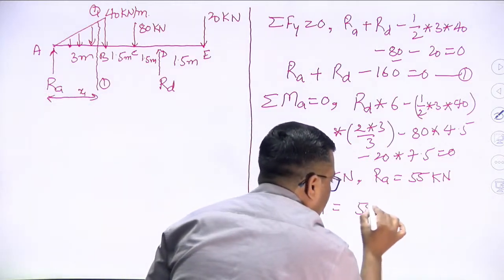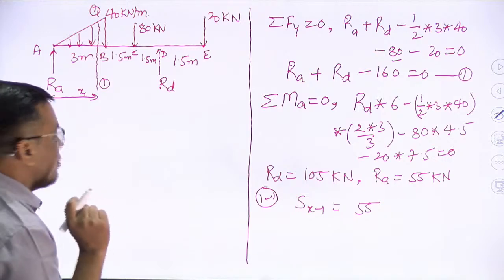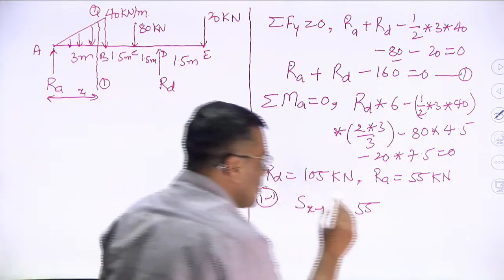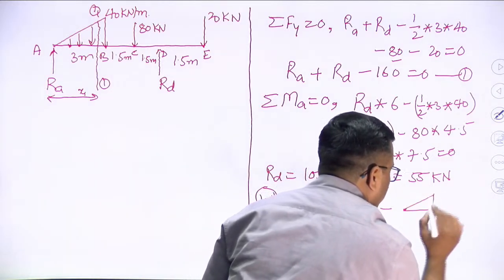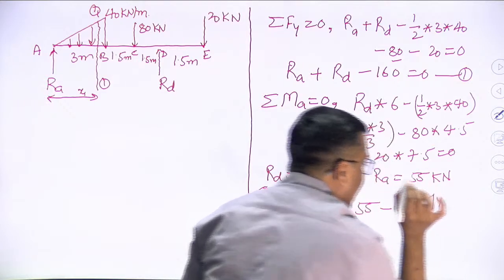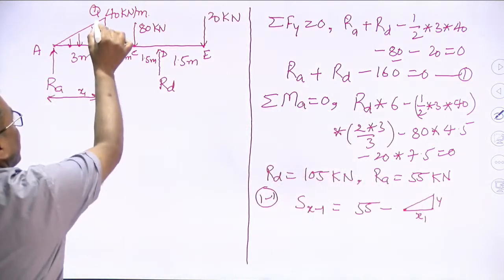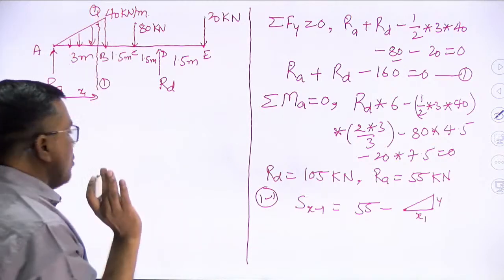It is positive because it is on the left side of the section plane and upward. So 55 positive. And what I am considering here? I am observing that this much of UVL is also there. x1 is the distance. Here I have taken y, where the triangle is being cut, I have taken that as y.